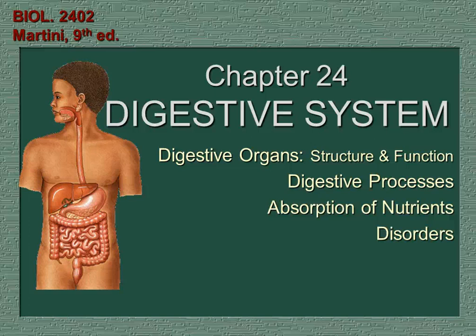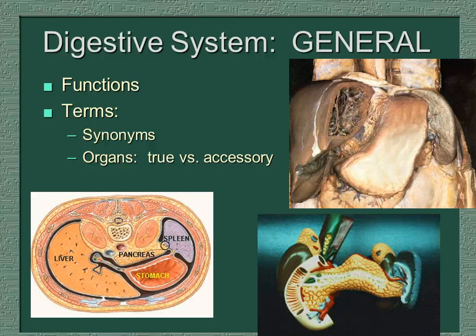Okay, functions of the digestive system. You ingest food, you break it down into very small molecules that are absorbed. They go from the intestinal wall, through the wall, into the blood, and they get carried to cells for the cells to use in cell respiration. That's pretty much it.